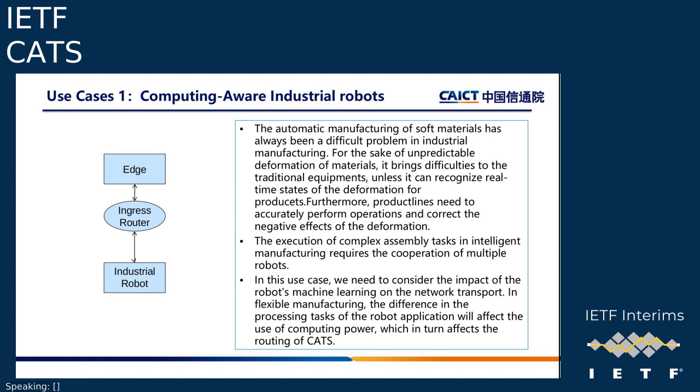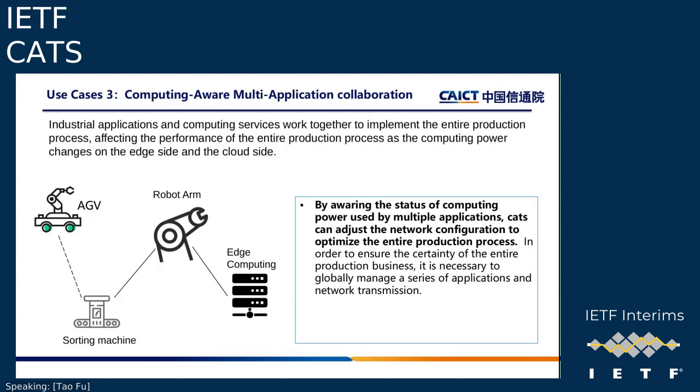The execution of complex assembly tasks in intelligent manufacturing requires the cooperation of multiple robots. In this use case, we need to consider the impacts of the robot's machine learning on the network transport. In flexible manufacturing, the differences in the processing tasks of the robot application will affect the use of computing power, which in turn affects the routing of CAS.